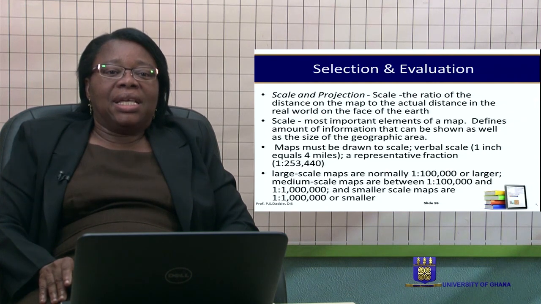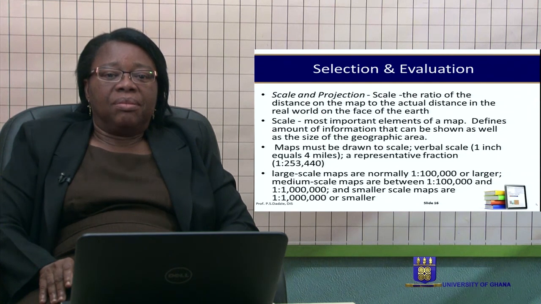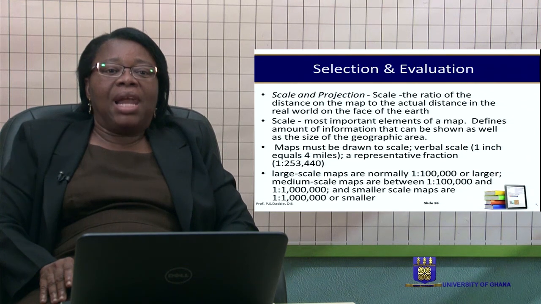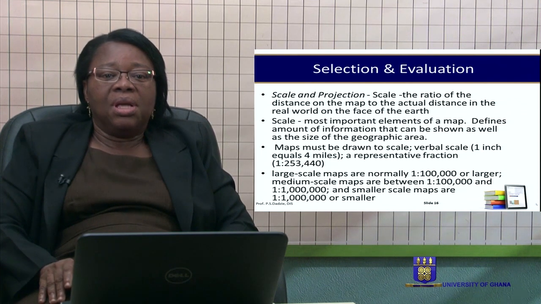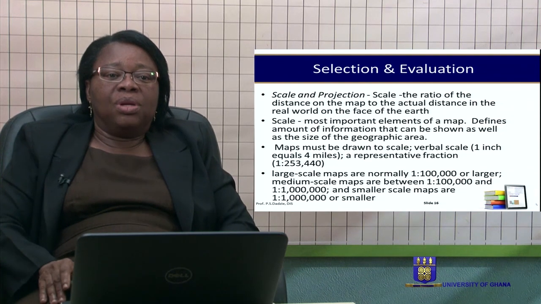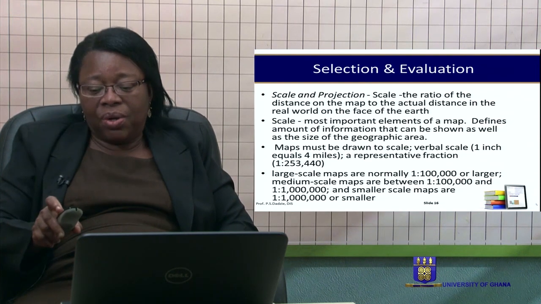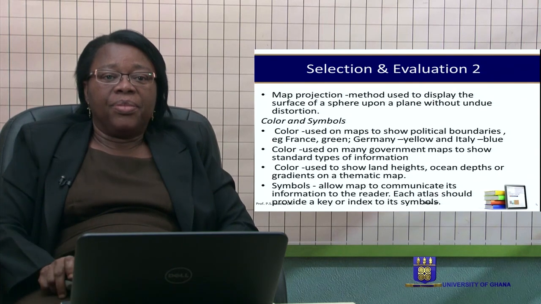So the larger the scale, if you have a large scale map, you have maybe 1 is to 1,000 or larger. Medium scale maps are between 1 is to 1,000 and 1 is to 10,000, and the smaller scale maps are between 1 is to 10,000 or 1 million, etc.